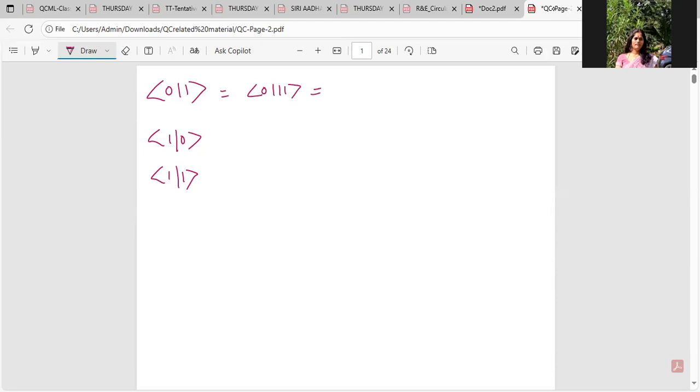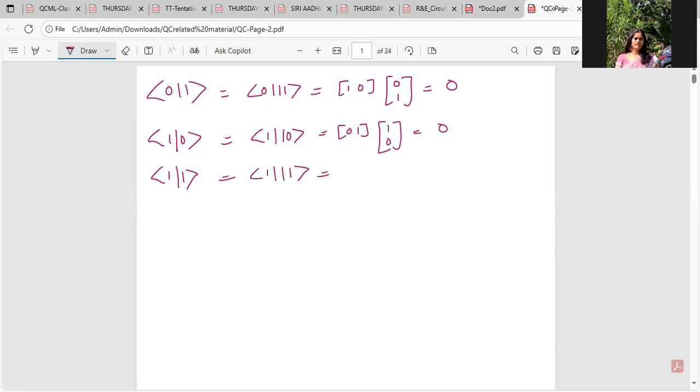I've just separated them. It's bra 0 and ket 1. So bra 0 would be 1 0, and then ket 1 would be 0 1. So the resultant is what? 0. Similarly, this is bra 1 and ket 0. It is nothing but 0 1, the row vector, and 1 0, the column vector. Again, it is 0. Right? This is bra 1 and ket 1. So 0 1 and 0 1. So the resultant would be 1.